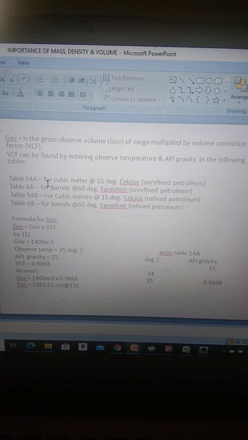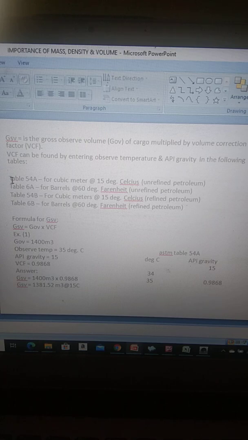Table 54 Alpha, for cubic meters at 15 degrees Celsius, unrefined petroleum. Table 6 Alpha, for barrels at 60 degrees Fahrenheit, unrefined petroleum. Table 54 Bravo, for cubic meters at 15 degrees centigrade, refined petroleum. Table 6 Bravo, for barrels at 60 degrees Fahrenheit, refined petroleum. Okay guys? Take note of the difference.